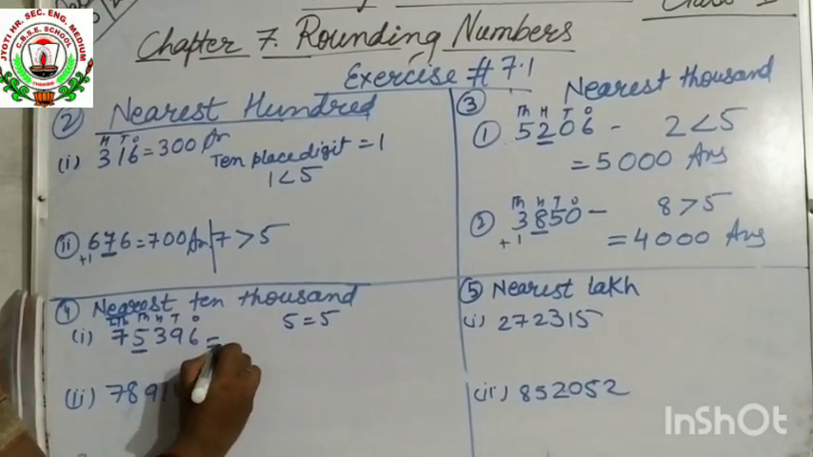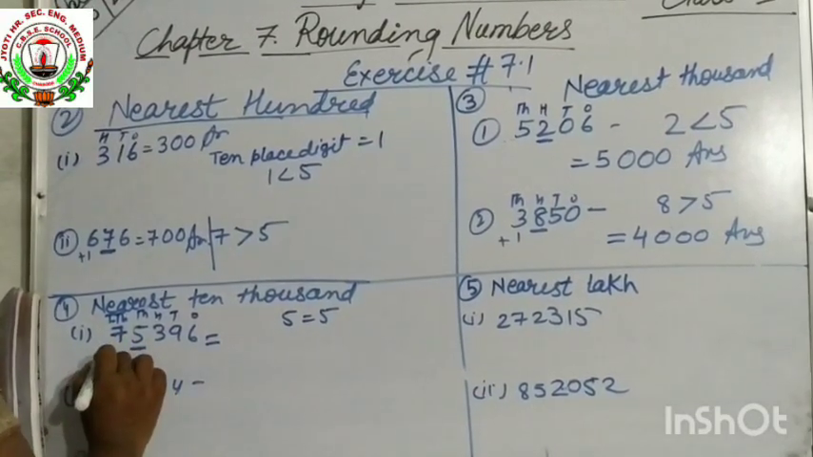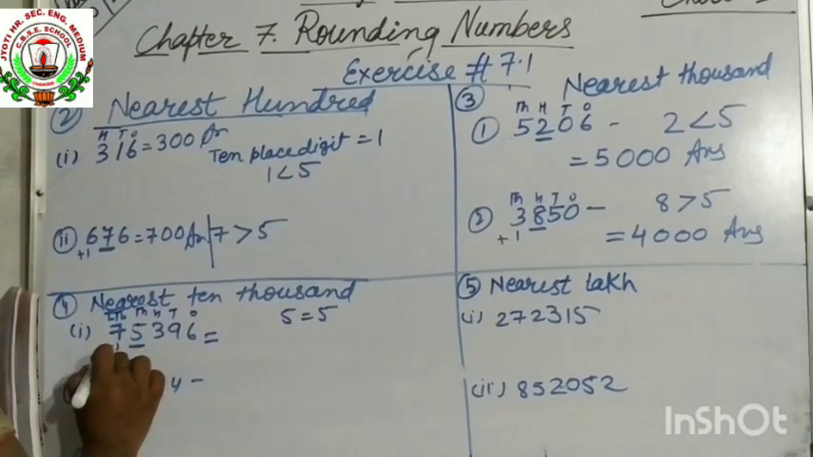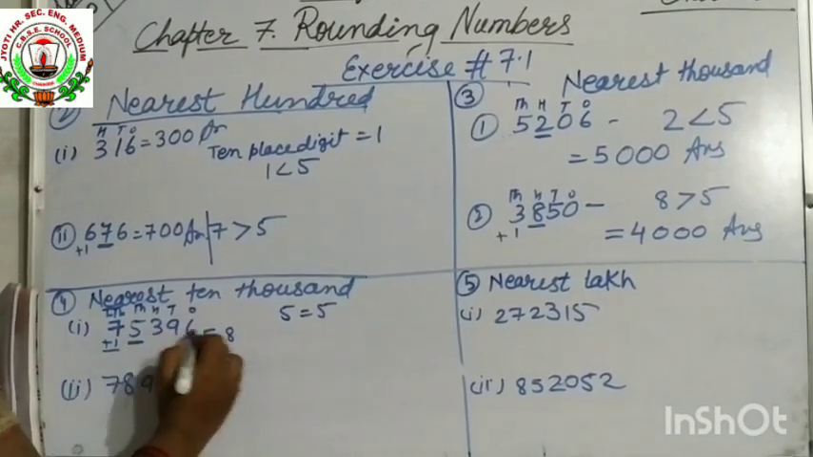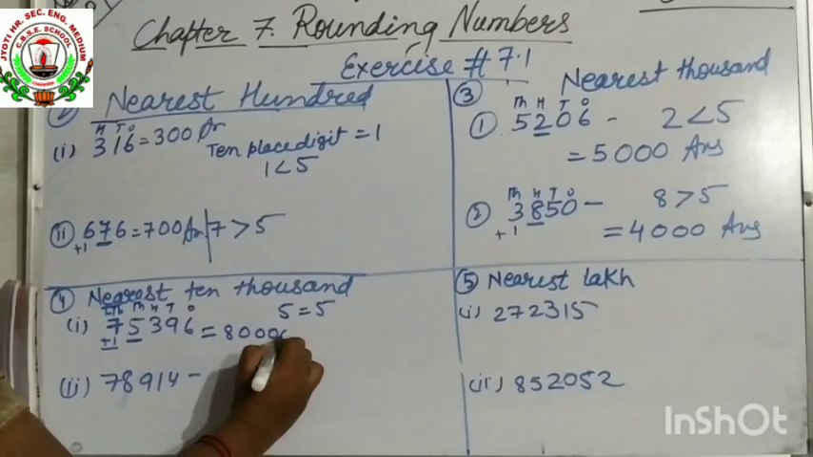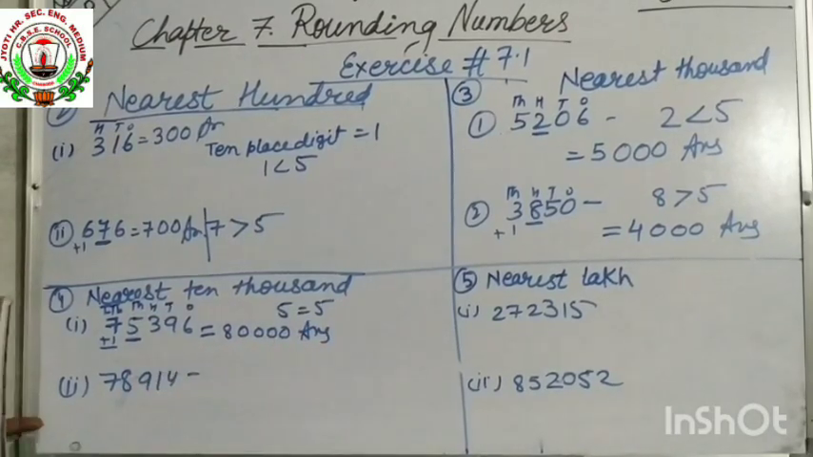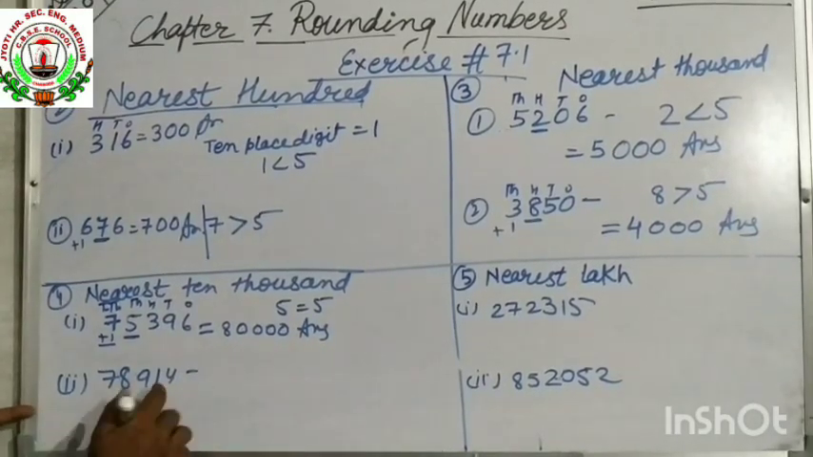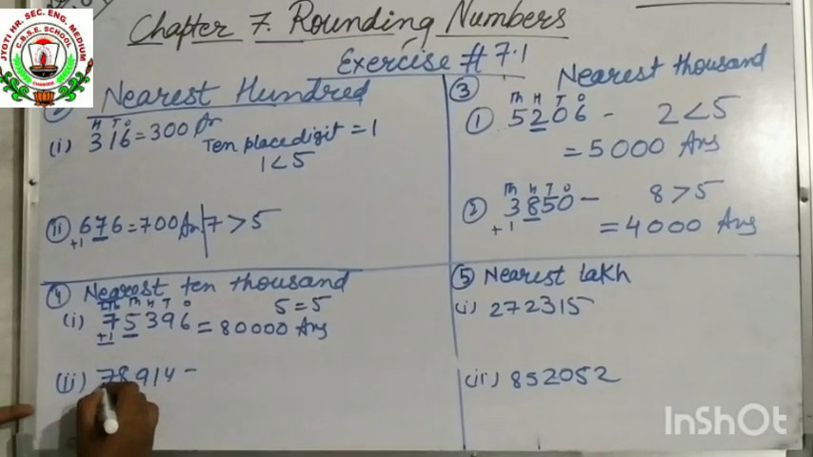Okay. So what will we do? Here we will add 1. 7 plus 1 is 8, and then all the digits will be 0. So it is the answer. Understood? Now next here again, it is ones, tens, hundred, thousand, 10,000.